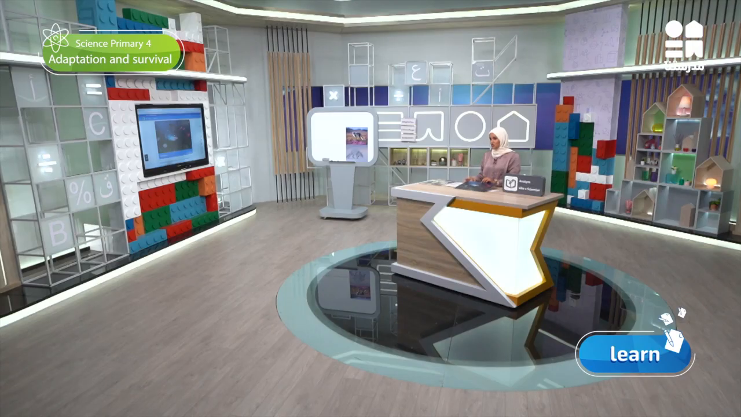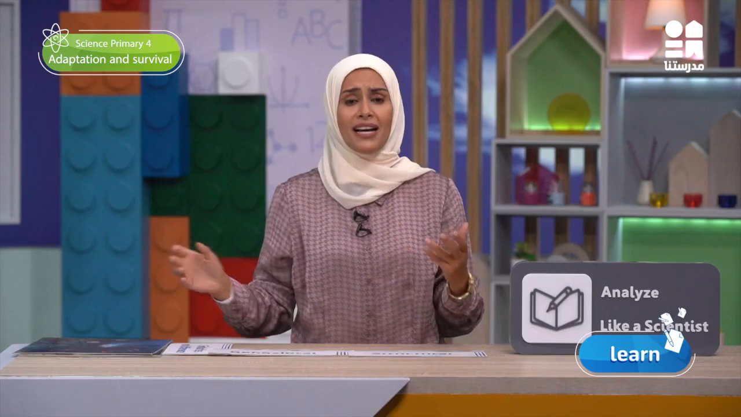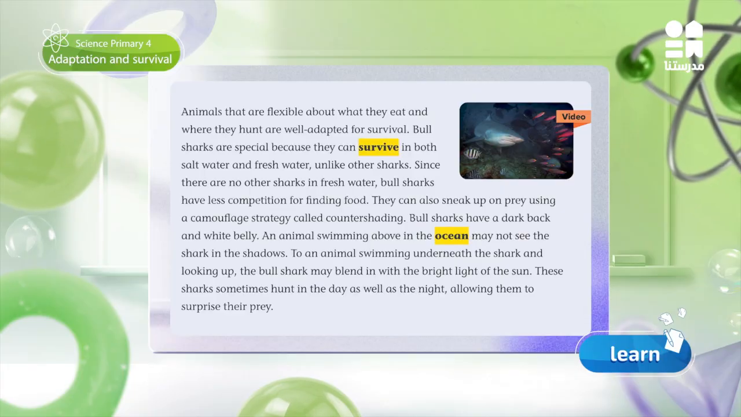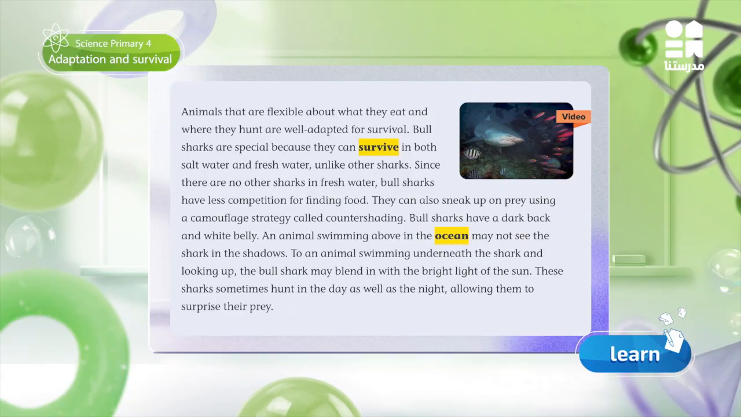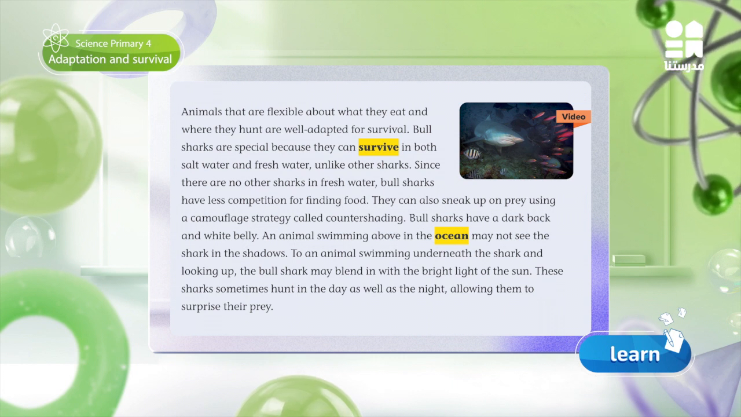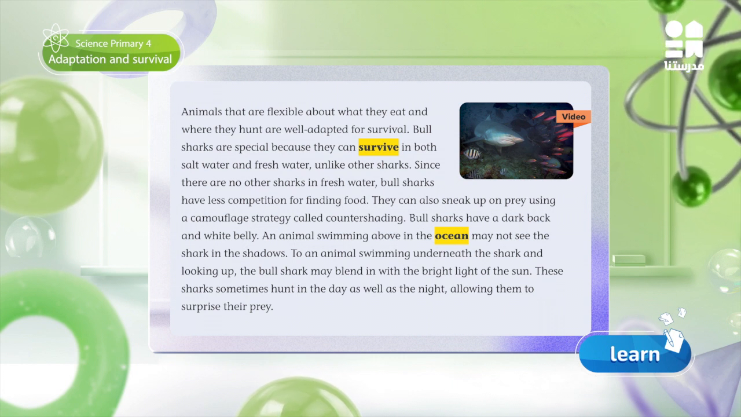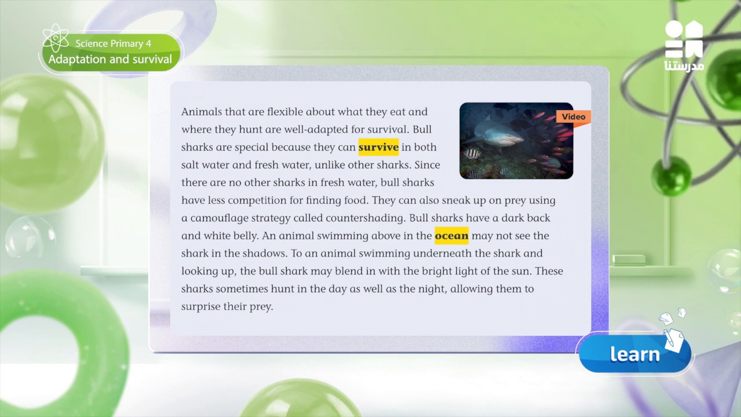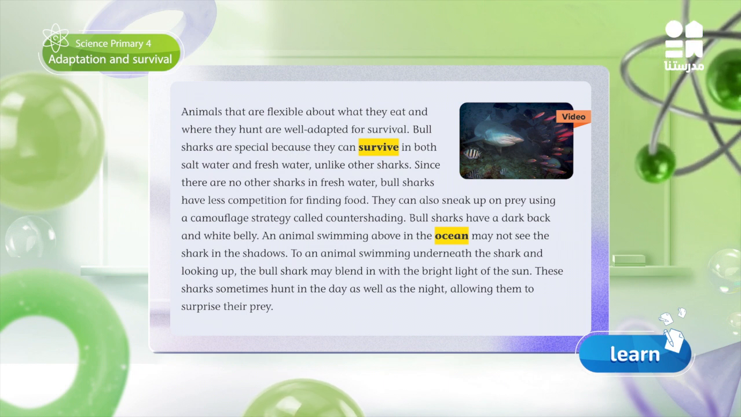This shark can easily hunt in its environment and surprise its prey thanks to the counter shading, which means its body's colors that help the shark to survive. Now you can complete the text on page 11 about bull sharks. And do not forget to underline the structural adaptations and circle the behavioral adaptations.